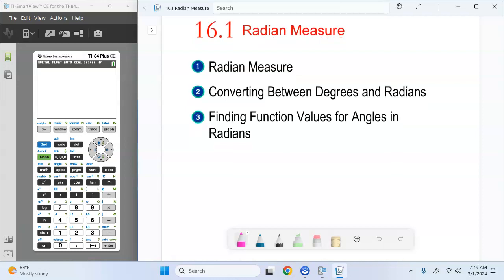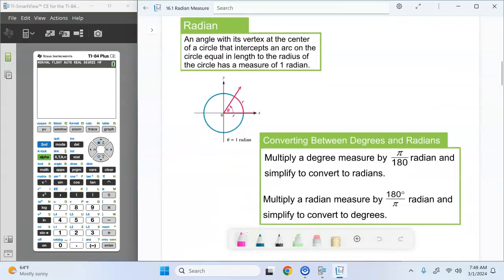Okay, so we're going to talk about radian measure, very early in chapter 15, maybe chapter 14, I can't remember. We talked about how we have two different ways of measuring rotation, angle of rotation, as degrees or radians. Degrees measures that into your angle. But the distance of the arc is the radian measure. So radian is more of a measurement of length. An angle with its vertex at the center of a circle that intercepts an arc on the circle equal in length to the radius of the circle has a measure of 1 radian.